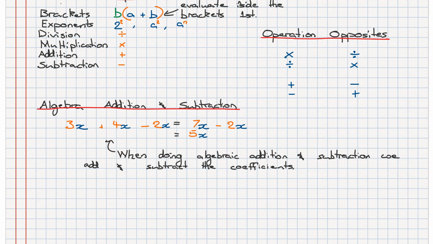So just to reiterate, when we are doing addition and subtraction with terms that involve coefficients and variables, we simply add and we simply subtract the coefficients of these terms together.